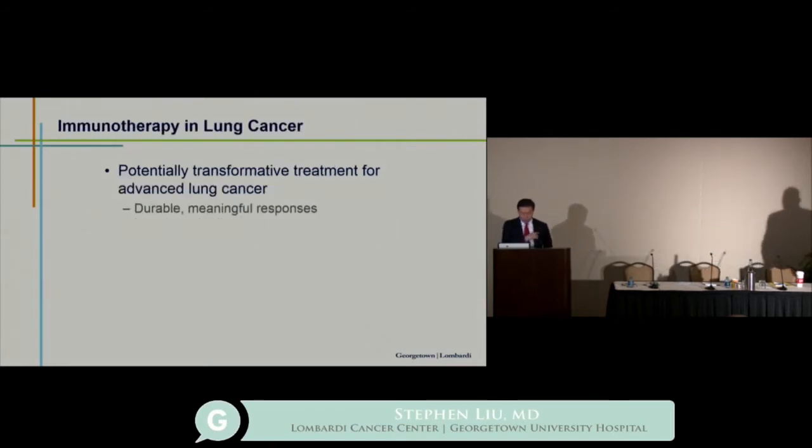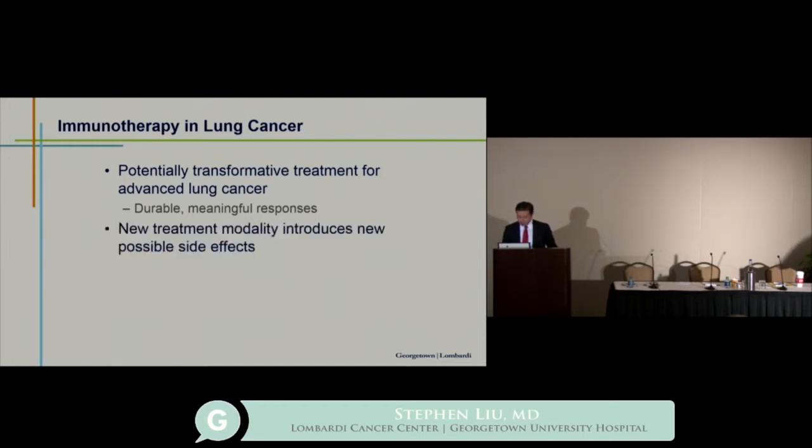What we heard from Drs. Spira and Levy really is that immunotherapy is a potentially transformative treatment for advanced lung cancer. For the first time, we're really able to offer durable, meaningful responses. But with new treatment modality, we have new potential side effects.